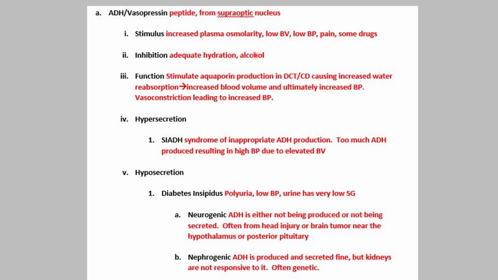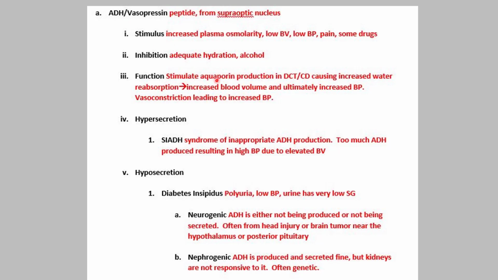How does it work? Well, at the kidneys, we have these tubules called nephrons. The functional part of the kidney that we will study later this semester is called a nephron. And there's these little tubes that make up the nephron. Near the end of those tubes, there's something called the DCT and the CD. You don't need to worry about those right now. Just know that these are small little tubes inside your kidneys.